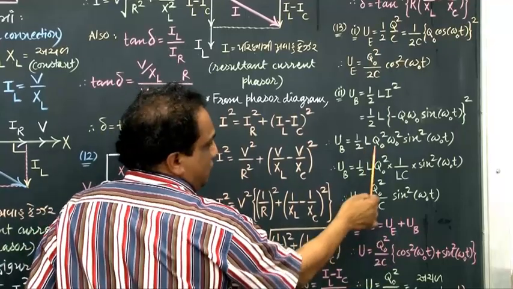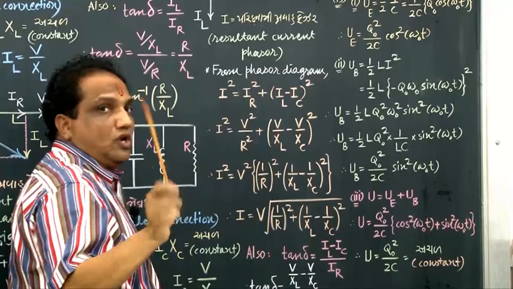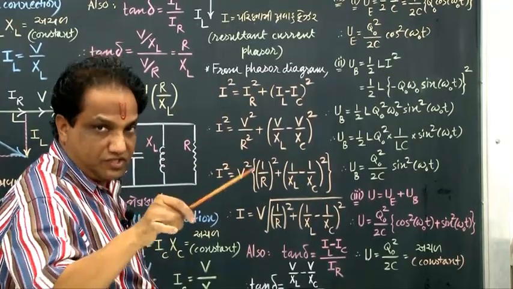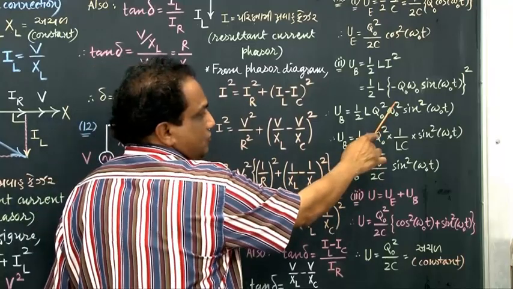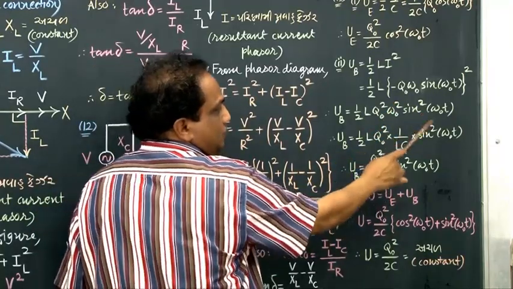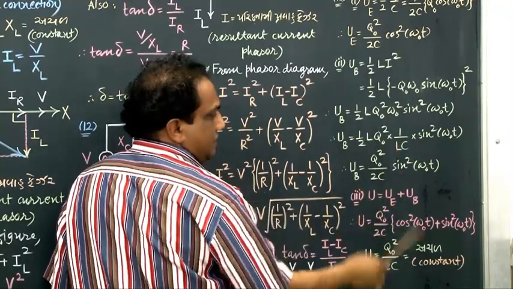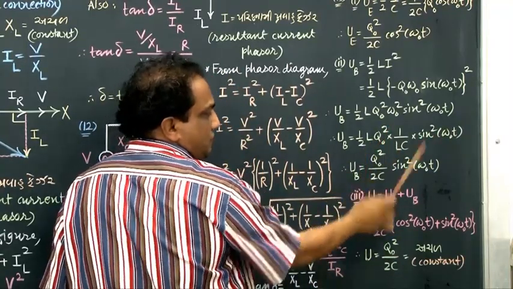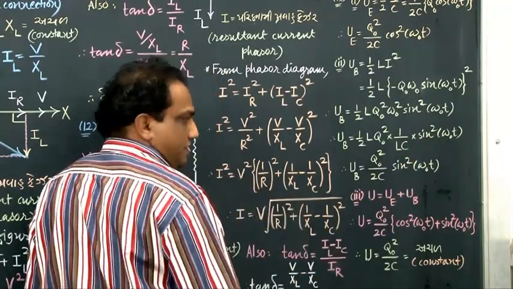Now 1 by 2 L Q0 square as it is. What is the omega 0 formula? Omega 0 is 1 upon under root LC, so omega 0 square will be 1 upon LC, into sine square omega 0 t. Now this L and this L will cancel, giving you Q0 square upon 2C sine square omega 0 t.